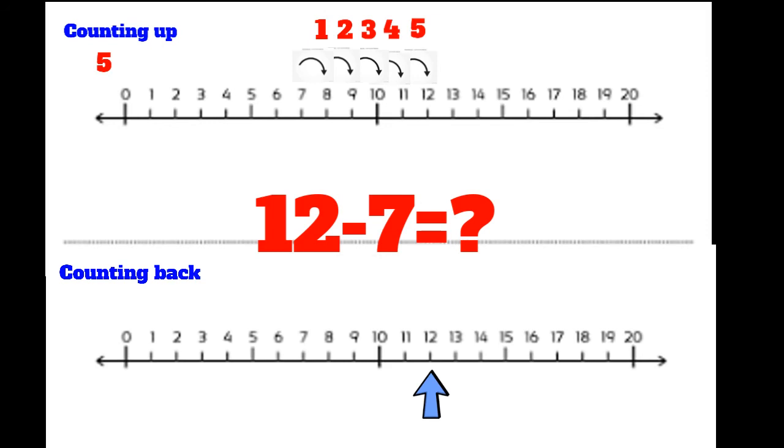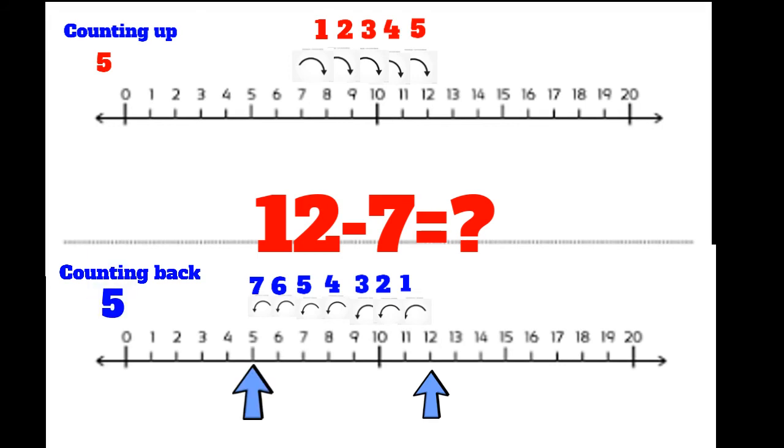So here we go. 1, 2, 3, 4, 5, 6, 7. There's our 7 hops, and we landed on the number 5. So once again, we come up with the answer, or the difference, of 5. So now that we found the same difference of 5 using our counting up and counting back strategy, I want you to look at both number lines. Can you tell me which strategy for this equation was easier? Was counting up easier, or was counting back easier, and why?